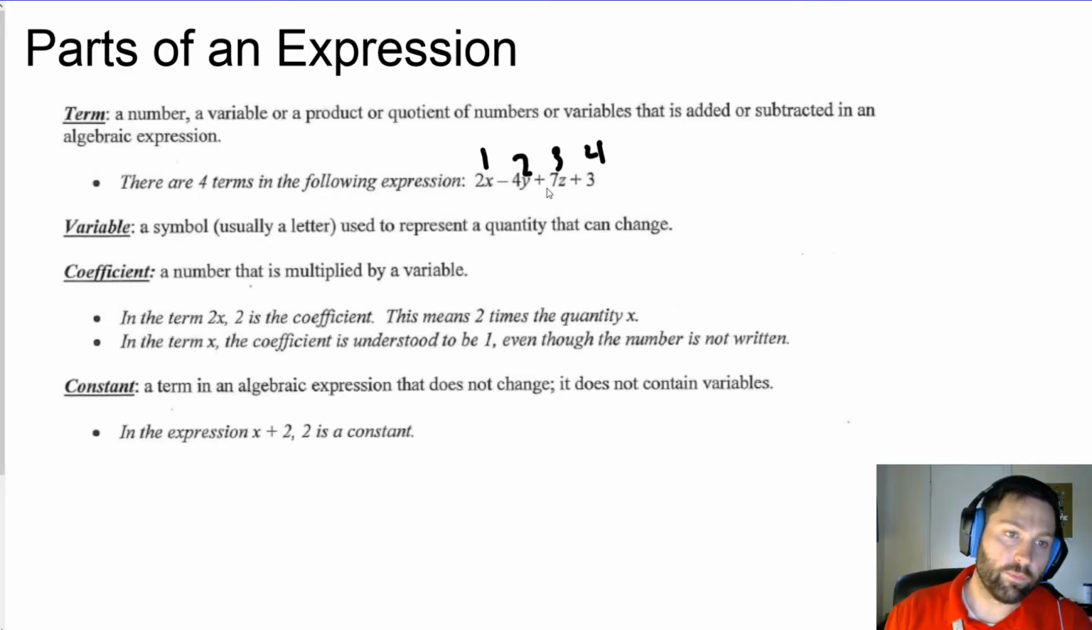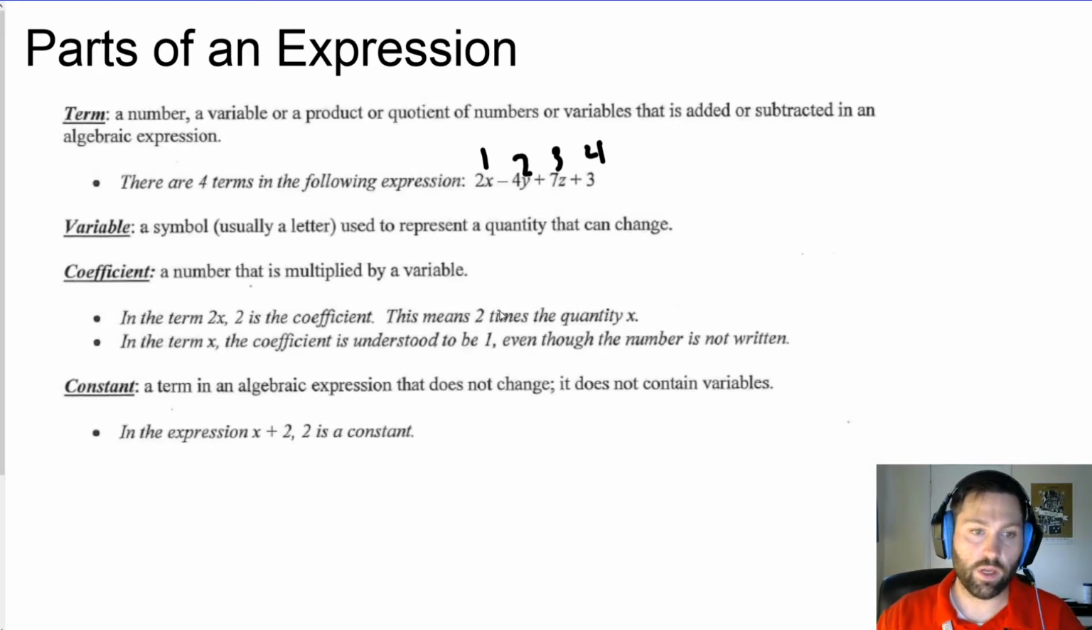A variable is a symbol, and it's usually a letter, used to represent a quantity that can change. A coefficient is a number that is multiplied by a variable. So in the term 2x, 2 is the coefficient. This means 2 times the quantity x, which is a changing number. In the term x, the coefficient is understood to be 1, even though the number is not written. And finally, a constant is a term in an algebraic expression that does not change. It does not contain variables. In the expression x plus 2, 2 is a constant.